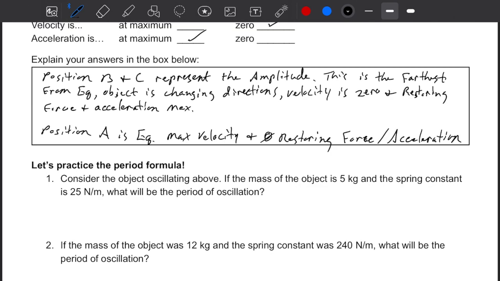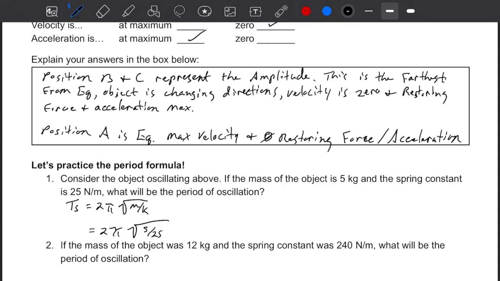Consider the object oscillating above. If the mass of the object is 5 kilograms and the spring constant is 25 newtons per meter, what will the period of the oscillation be? Well, the period of a spring is calculated as 2 pi times the square root of mass attached to the spring divided by spring constant.